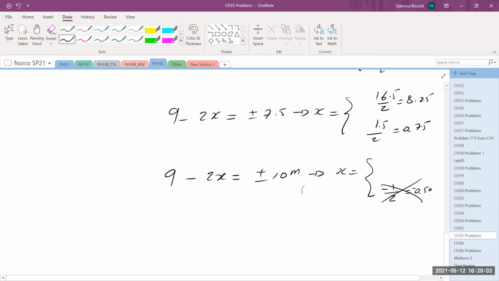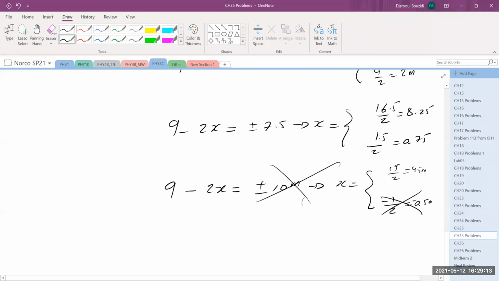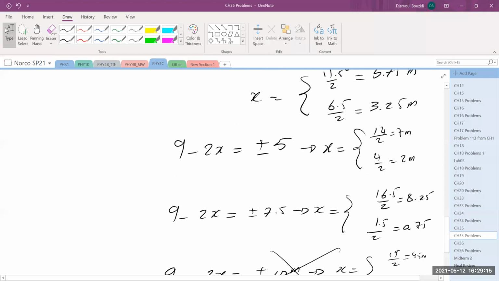So this is rejected. And let's see with the plus. 9 plus 10 is 19. 19 divided by 2. And that is 9.5 centimeters. And that too is outside of the other side of it. So this is not accepted. So there are only these points in here. So x can be 0.75 centimeters from A. This is from A, yeah? All of these distances are in meters.